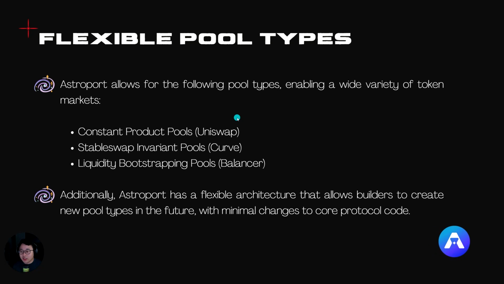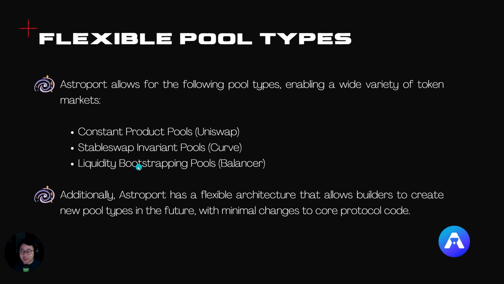So Astroport allows for multiple types of pools. The most common one that we should be familiar with is the constant product pools, which is basically like your Uniswap, where it's just 50-50 and there is significant impermanent loss when prices of one asset moves too much. So this is the more standard one that TerraSwap also uses.